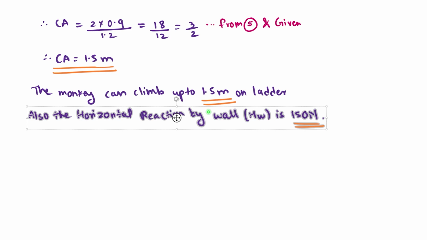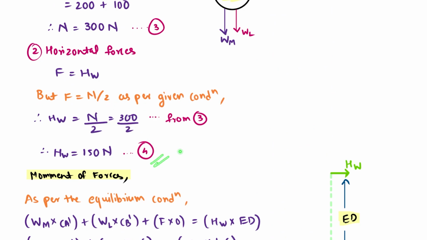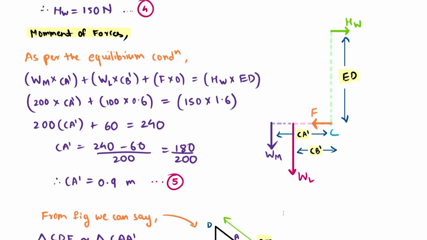And the value of the horizontal reaction offered by the wall was 150 newtons, as we had calculated it long back over here. With this, we are done with this particular numerical.